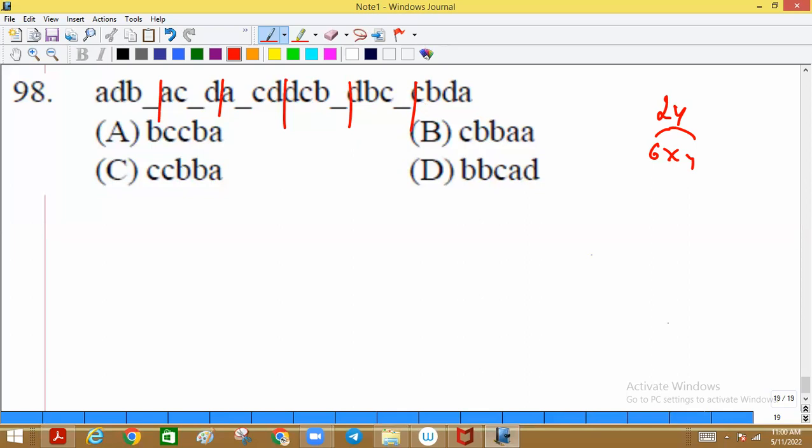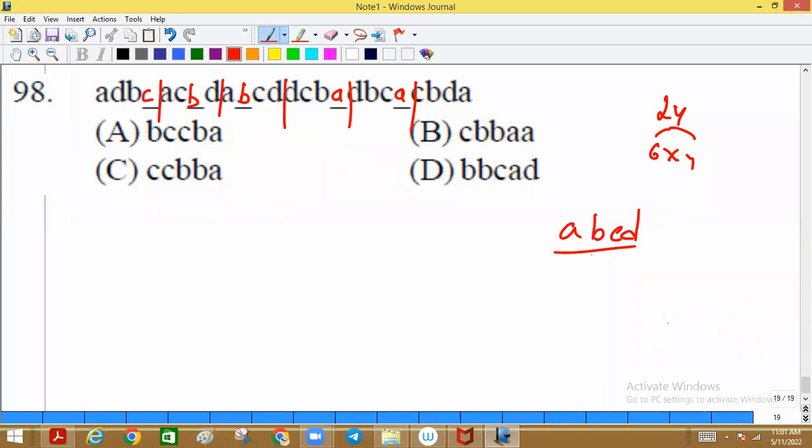Generally, if I see this question, total how many types of letters are we having? A, B, C, D. So your answer will be a repetition of A, B, C, D only. Here already A, D, B is there. What is left here? C. Here already A, C is there. What can I put? B. Here already A, B, C, D. Here D, C, B, A. D, B, C, A. C, B, D, A.